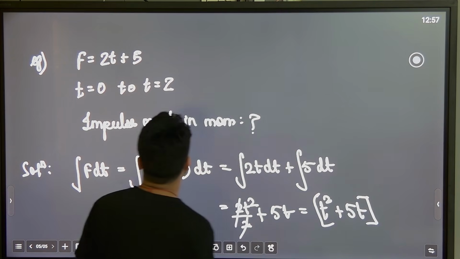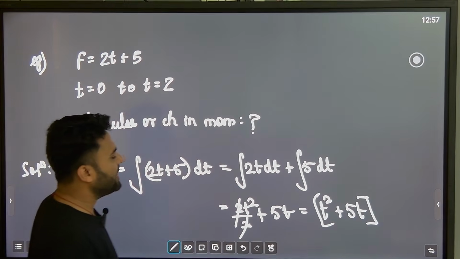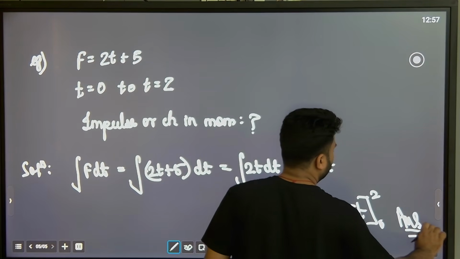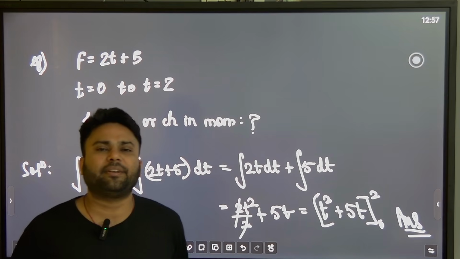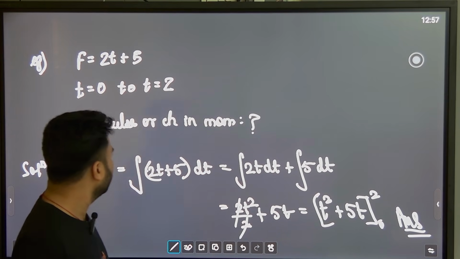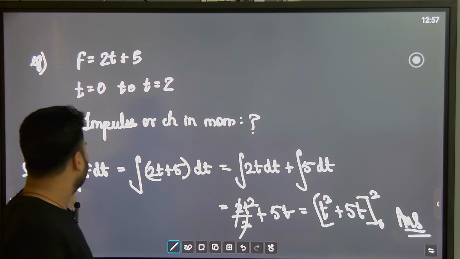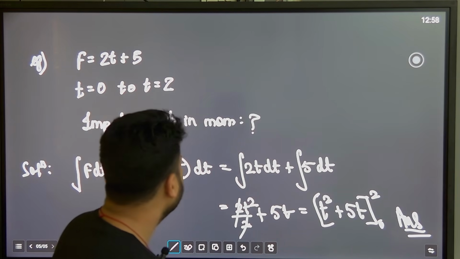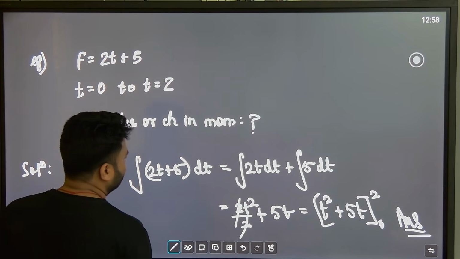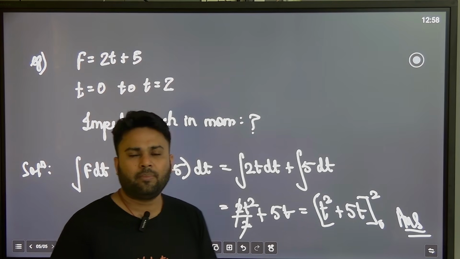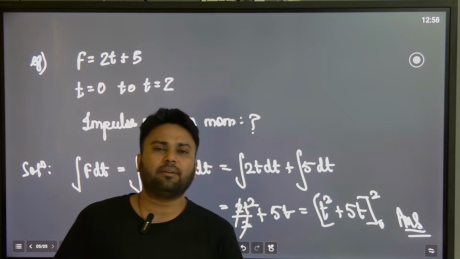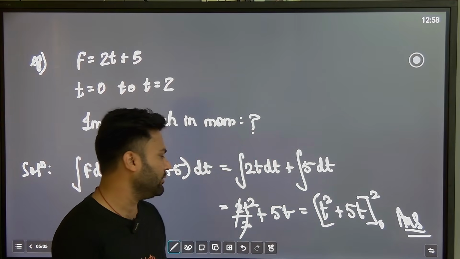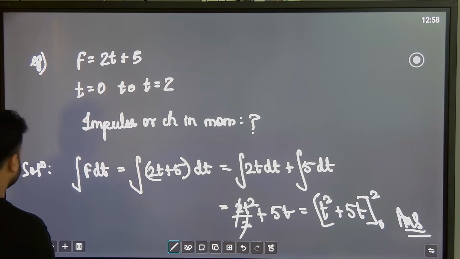Now you have to set the limit. From time equals 0 to time equals 2, you set the limit and you will get the answer: upper limit minus lower limit. Correct? So this way we can find the change in momentum or impulse. These kinds of questions can be asked. They can also give the graph and ask what the change in momentum is. So you calculate the area under the F-t graph and you will get the change in momentum value. Okay. Next.